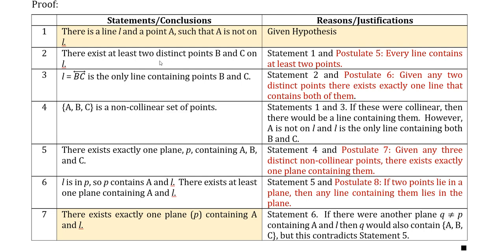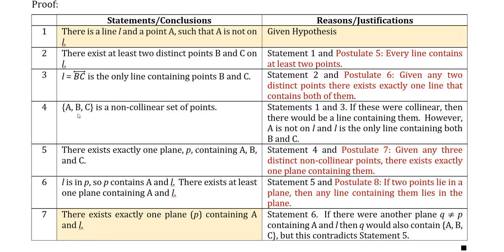So now what do we have? So far we've got a point A. It's not on the line L. We've got points B and C on the line. So L, the unique line containing B and C, is the only line containing points B and C. Well, let's look at statement 2 and postulate 6. Given any 2 distinct points, where do we get those? Well, from statement 2, right? If B and C are points, then there exists exactly one line that contains both of them. So the unique line containing B and C is L. Notice I couldn't call this line BC to begin with because I didn't have the points B and C until I invoked postulate 5 to give them to me.